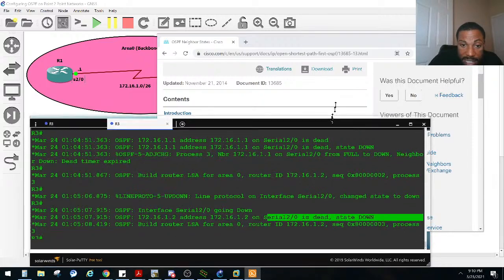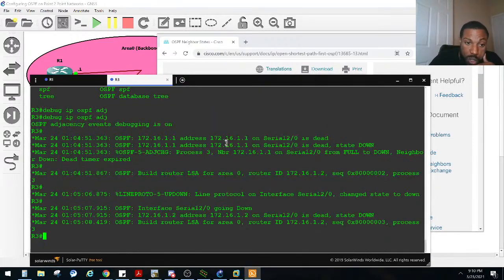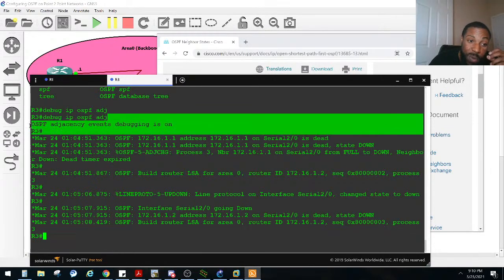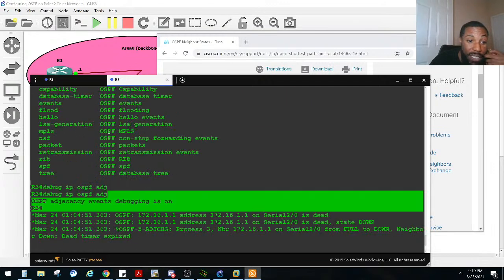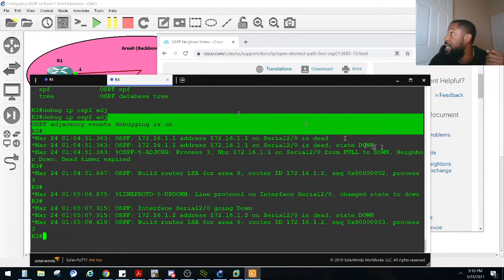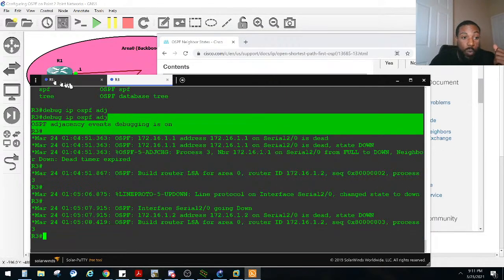I don't like that one. That's just adjacencies. Maybe we should just do all the events. I just know that the router's just going to spit a whole bunch of stuff at us. That's why I didn't want to do packet. But yeah, let's go ahead and bring it back up and take a look at that. So we're going to bring it back up.